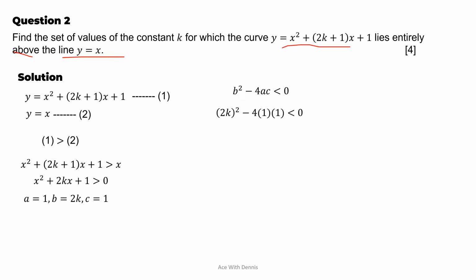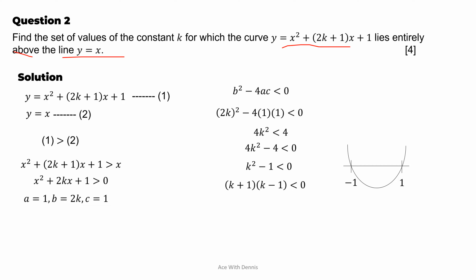Now we substitute b as 2k, a is 1, c is 1. So it will be 2k squared minus 4 times 1 times 1 less than 0. We get 4k squared less than 4, or 4k squared minus 4 less than 0. Simplify, we get k squared minus 1 less than 0, which means k plus 1 times k minus 1 less than 0. Now, to solve this quadratic inequality, firstly, we have to draw this graph. The roots are, the first one is -1 and the second one is 1.